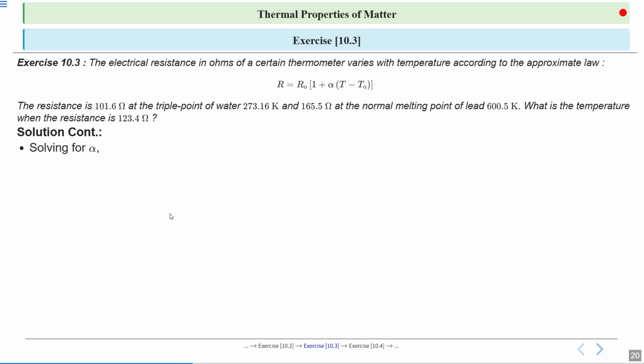Now the expression for alpha: 0.629 is equal to alpha into 327.34 Kelvin. Solving this, you will get alpha equal to 0.629 divided by 327.34 per Kelvin. So alpha is equal to 1.92 into 10 raised to the power minus 3 per Kelvin.